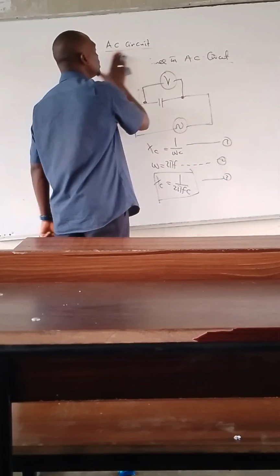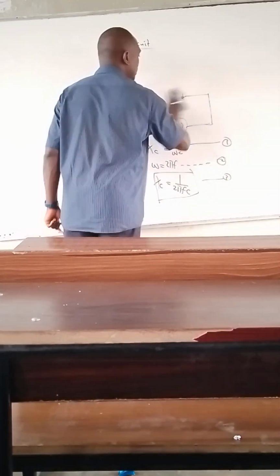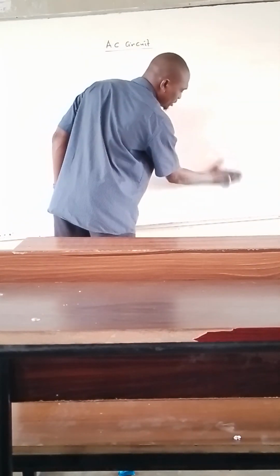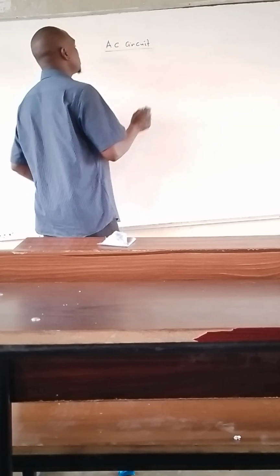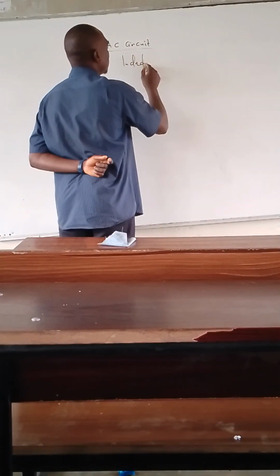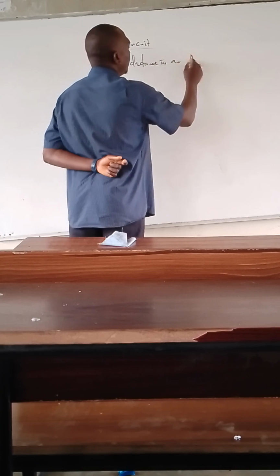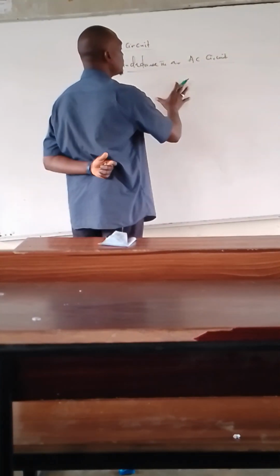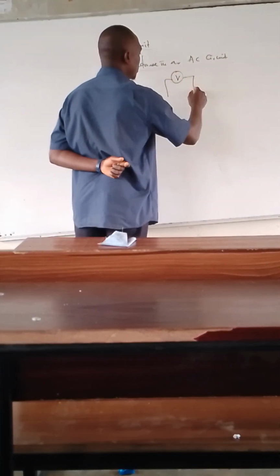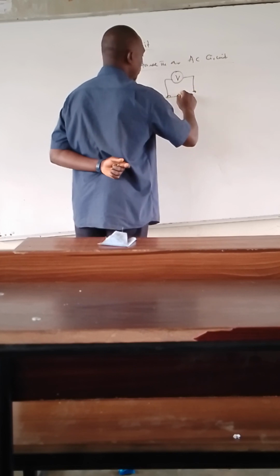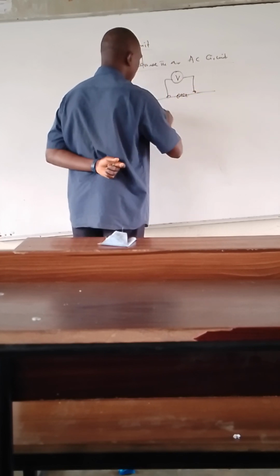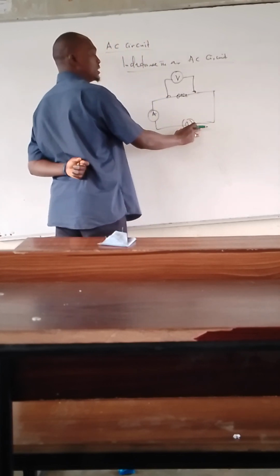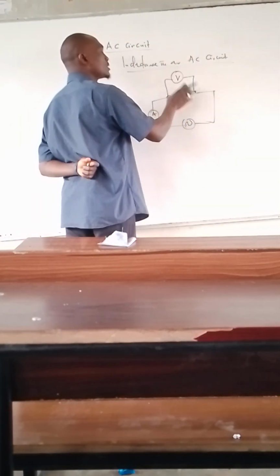Now permit me to proceed to inductance in an AC circuit. You can draw the diagram of an inductor in an AC circuit. The diagram is V connected to an inductance coil. We have our current here, and here is the symbol of the AC source, the current, the inductance, as well as the voltage.